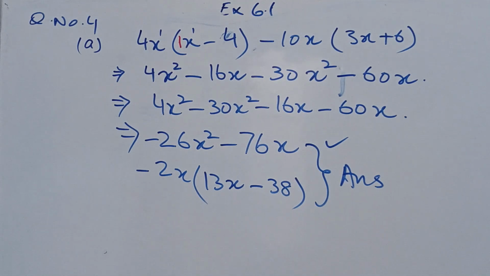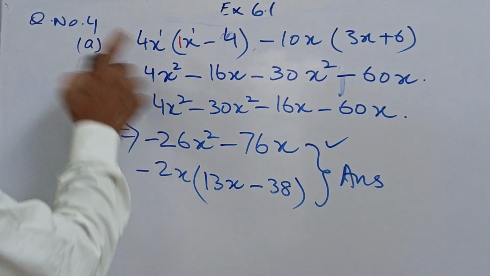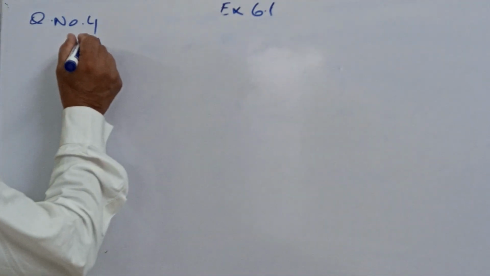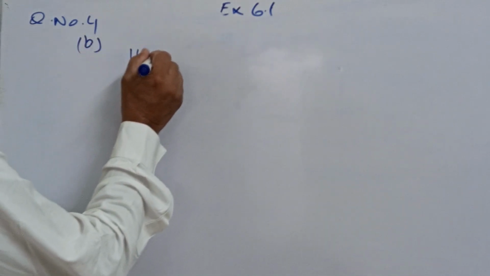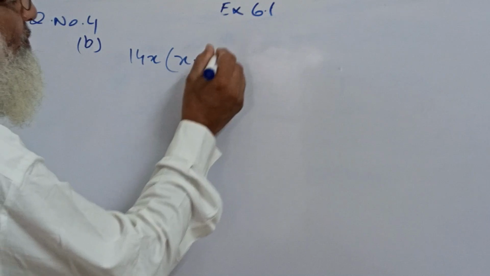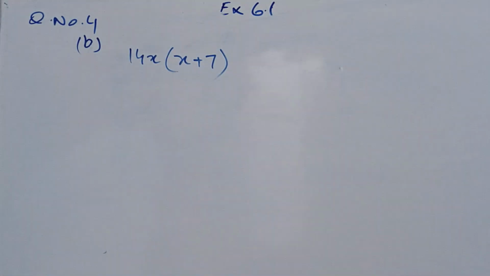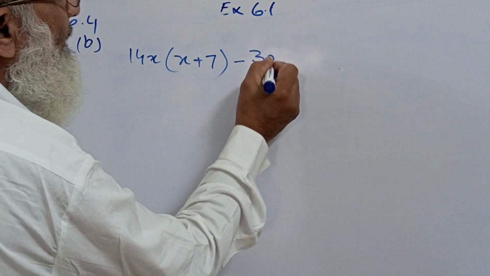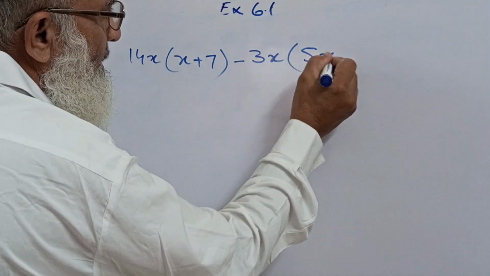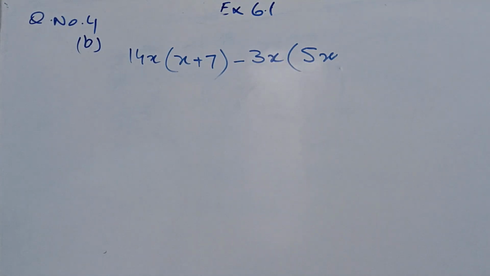Let me take part B of the same question, part B of question number 4. What does part B say? Part B is 14x(x + 7) - 3x(5x - 7).